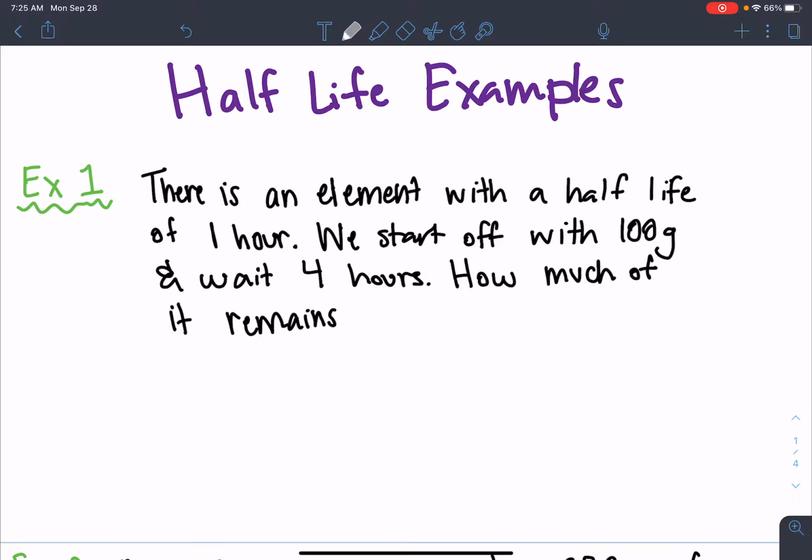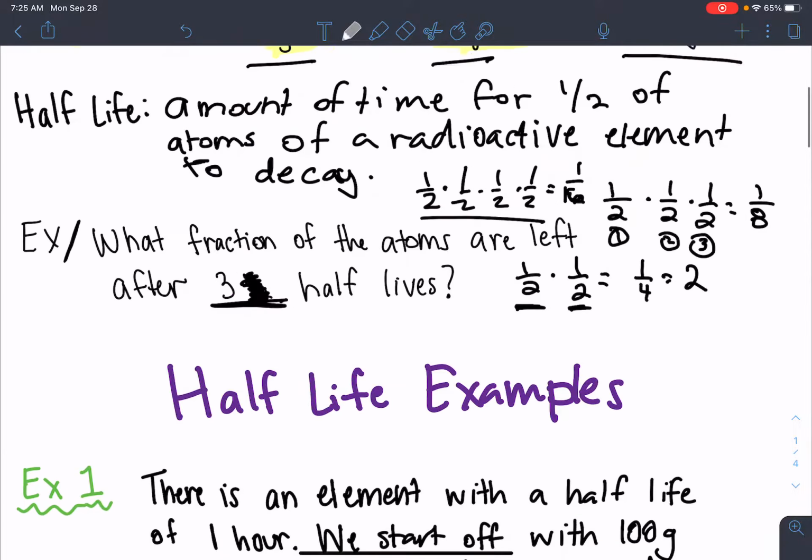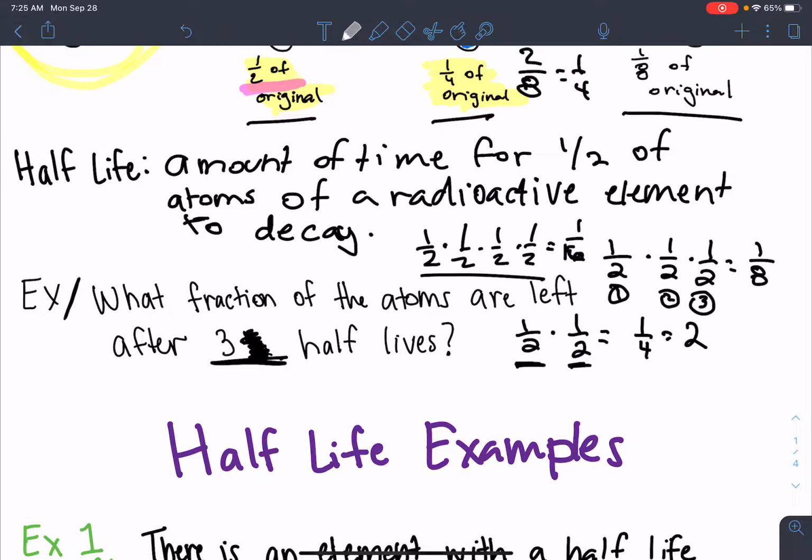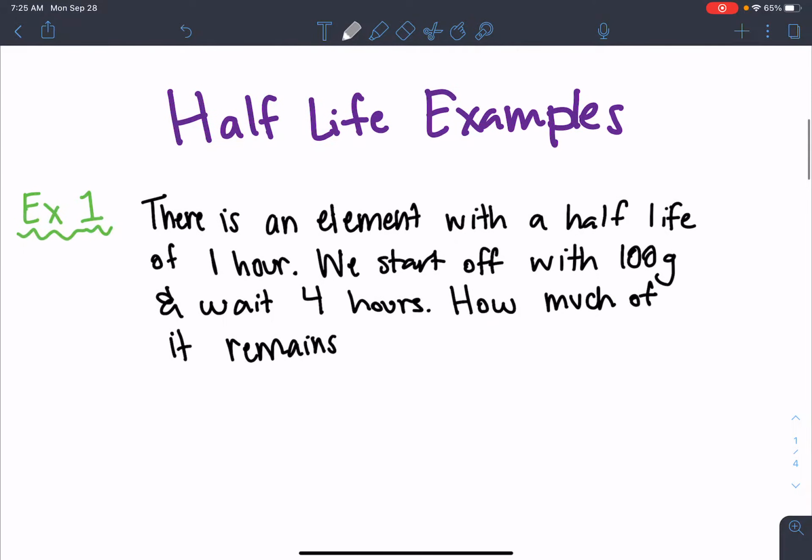Alright, students, so like I said, we're going to go through a few examples now of half-life and how to work these out. Like I said, half-life, we read the definition. It's just the amount of time for half of the atoms of a radioactive element to decay. But now we're going to go through how this might look on a test or things like that. So watch the video. It will really help you with your worksheet and with the test if you understand how to do these problems, okay?